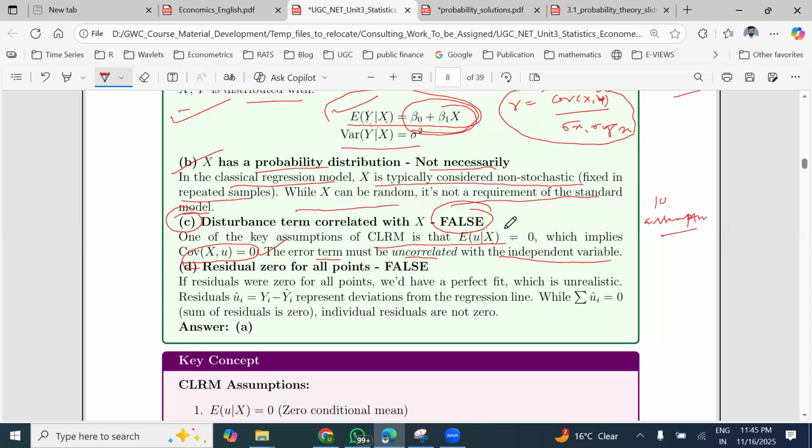So the last statement, why is it false? Residual 0 for all points is false. It means, if residuals were 0 for all points, then what will happen? We will get a perfect fit, isn't it? Yesterday only we were discussing, right, in some other context. So, which is unrealistic, right?